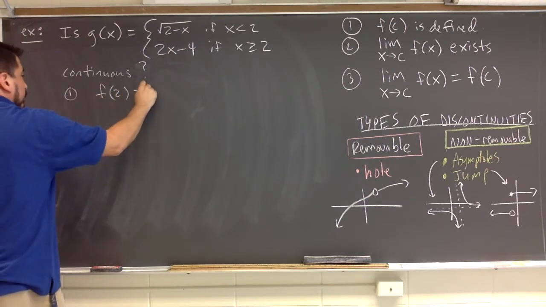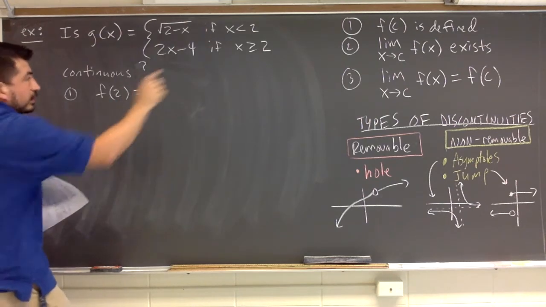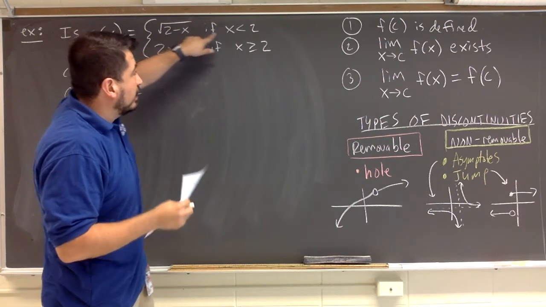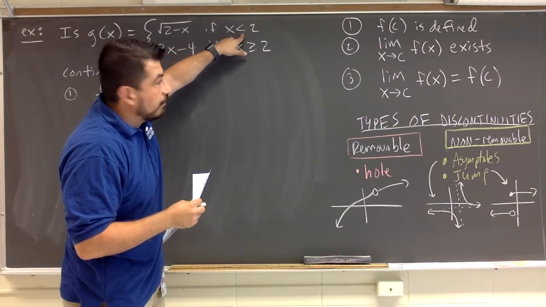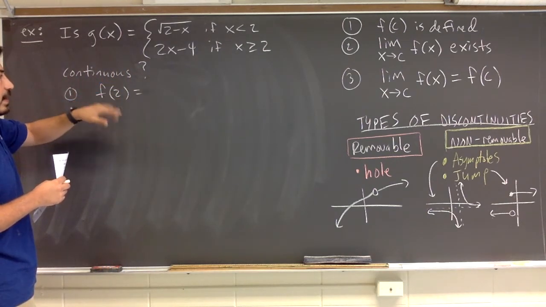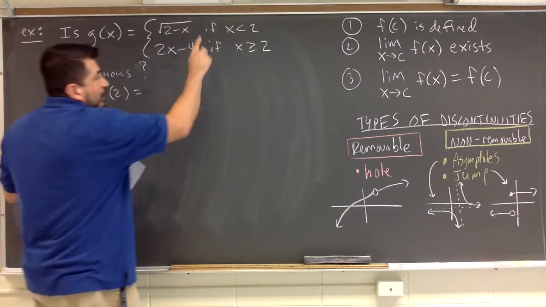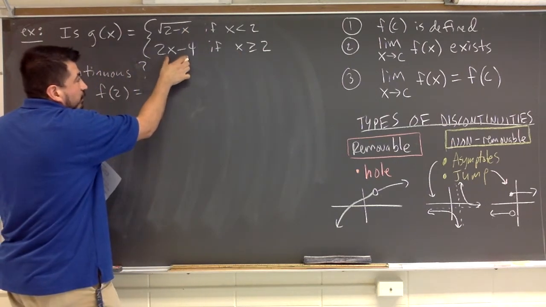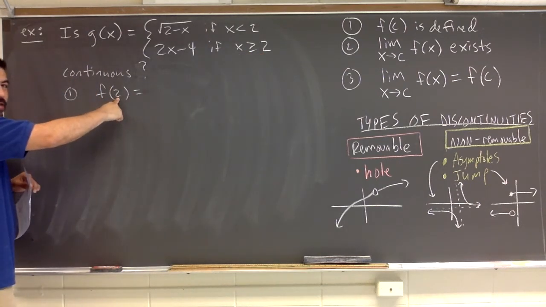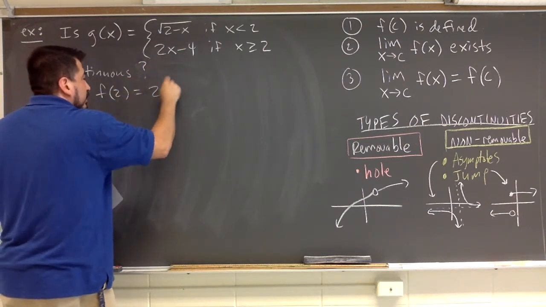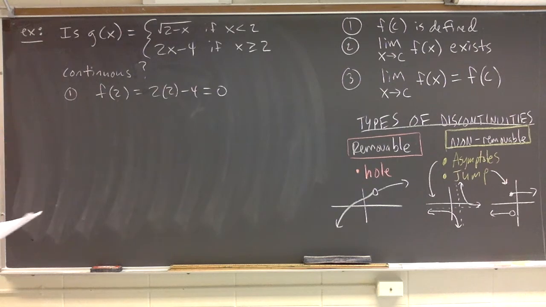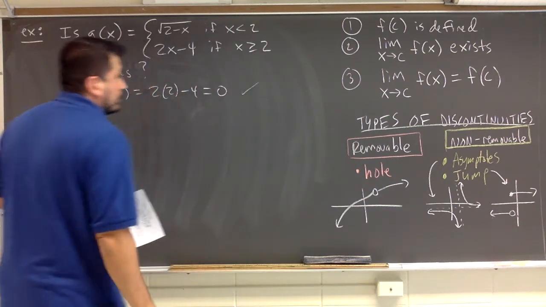What's f of 2? If I plug 2 in, according to this graph, I follow the square root of 2 minus x if I'm using values that are smaller than 2, which is not what I'm doing. Here I follow 2x minus 4 if I'm using values that are 2 or higher, which is exactly what I'm doing here. I'm plugging 2 in, right? So I just follow this, and you do get a value. It's defined, so part 1 is complete, okay?